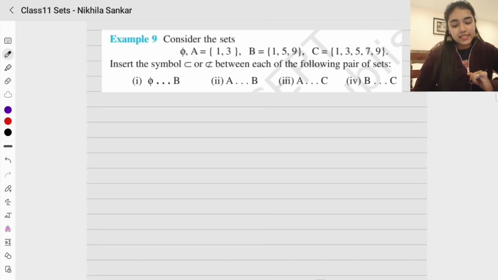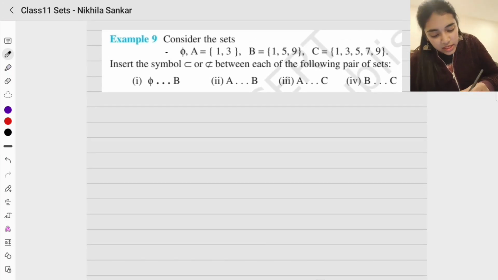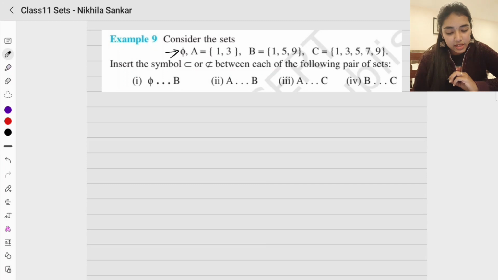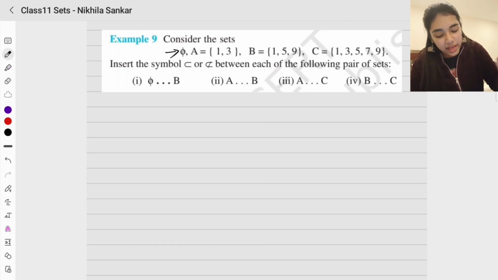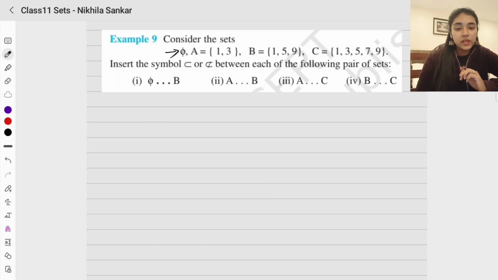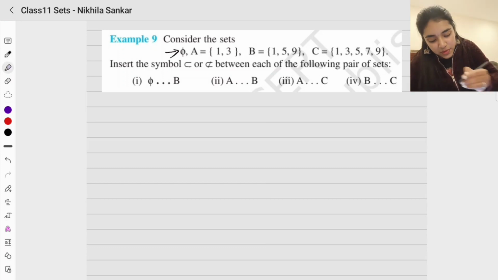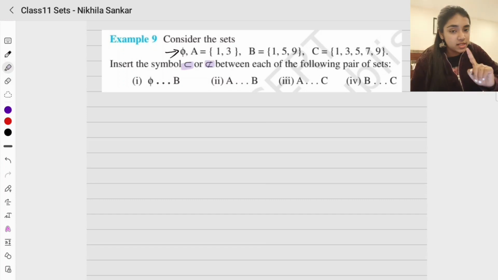So I have considered the set, null set இருக்கு. இது ஒரு set. Okay, null set இருக்கு. Then A equals {1, 3}, B equals {1, 5, 9}, C equals {1, 3, 5, 7, 9}. So A, B, C கொடுத்திருக்கு. Insert the symbol is a subset or is not a subset. Okay, so this is going to be is a subset and this is going to be is not a subset.